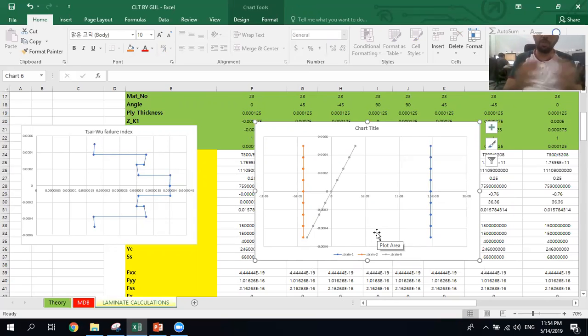In short, this is a very important tool. By using this tool, we can predict the properties of the composite structure, and by using this theory we can also design pressure vessels, hydroplanes, and many difficult structures by using just simple theory.